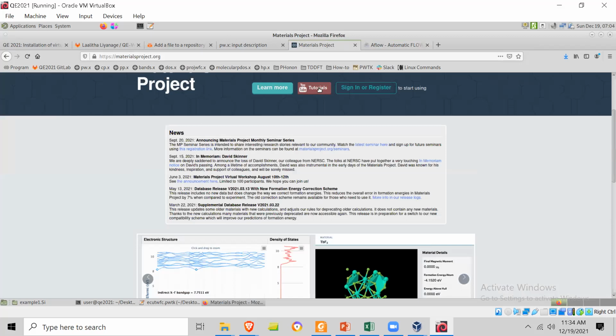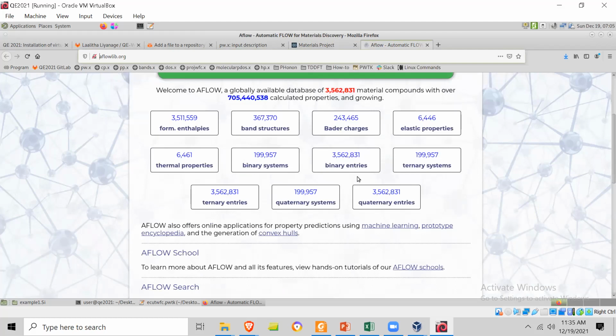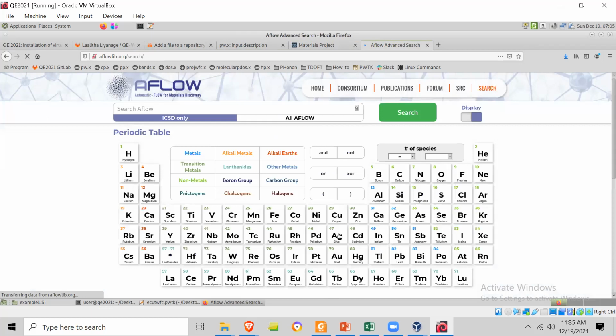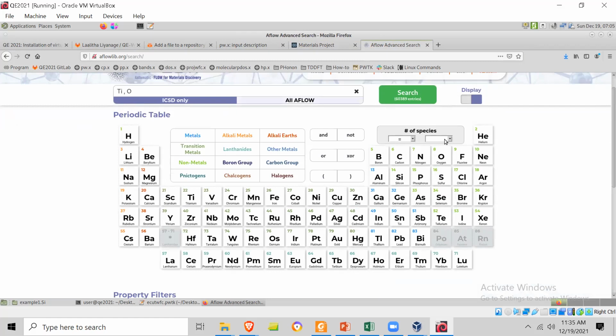You have to sign in for Materials Project. Here you don't have to sign in, so I'm going to go there. Let's say you want to search, you go to search here, and then here you can select your combinations. So let's say titanium dioxide. I want one, and let me limit the number of species to two. And that's all. So let's search.